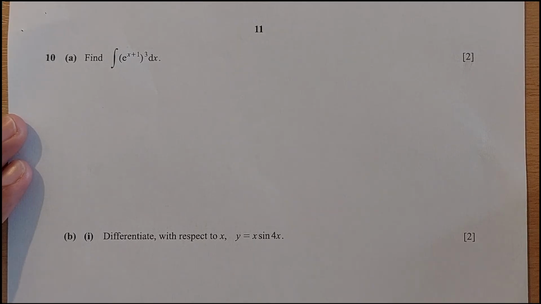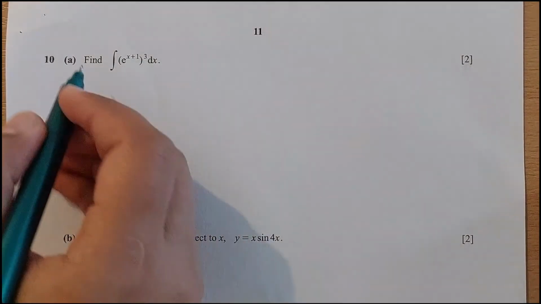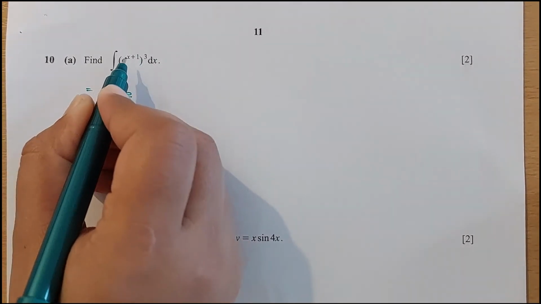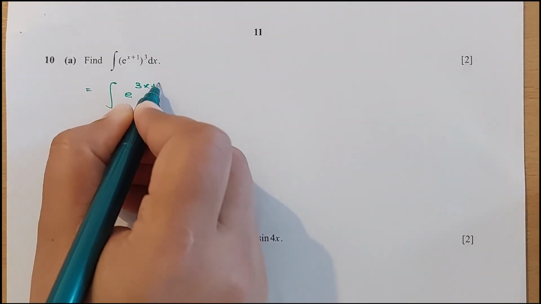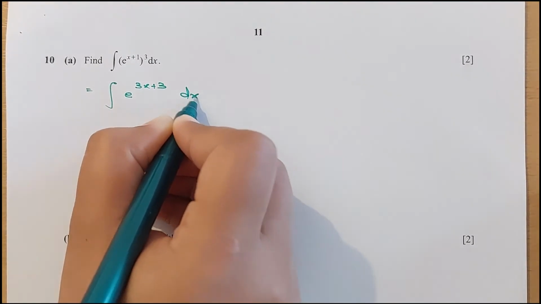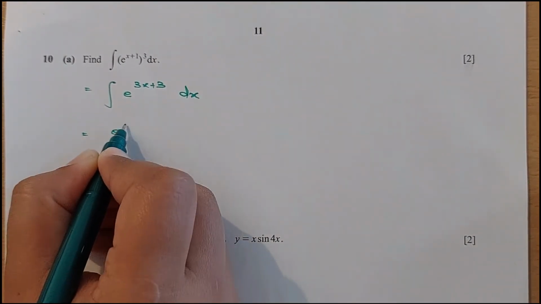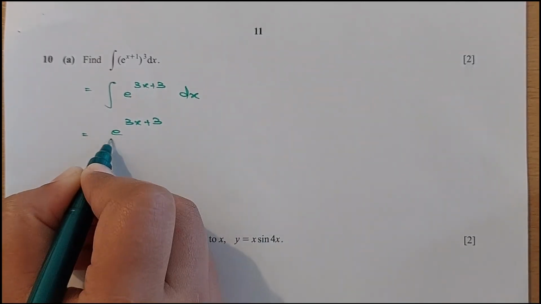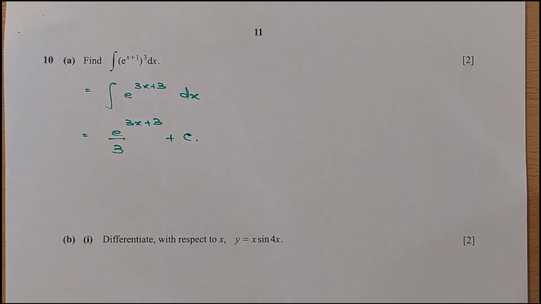Question number 10, in a part, find the integration for this function. Okay, this is an exponential function. Let me simplify this first. So e to the power x plus 1 whole cube. So we can say e to the power 3x plus 3 dx. So the integration of e to the power x is just e to the power x. So e to the power 3x plus 3, and the derivative of 3x plus 3 is 3. So dividing it by 3, plus the integration constant, right?